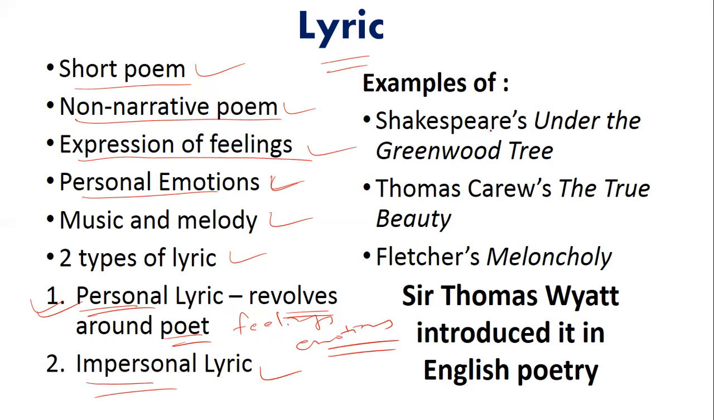Here, friends, we can see the examples. The very famous one is Shakespeare's Under the Greenwood Tree. Shakespeare's Under the Greenwood Tree is the best example for this lyric poetry. Then Thomas Carew's The True Beauty. The True Beauty is also one more example for this lyric poetry. Then Fletcher's Melancholy. Fletcher's Melancholy is also an important example of lyric poetry.